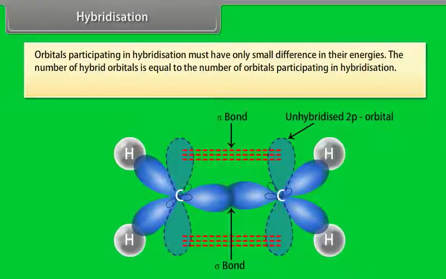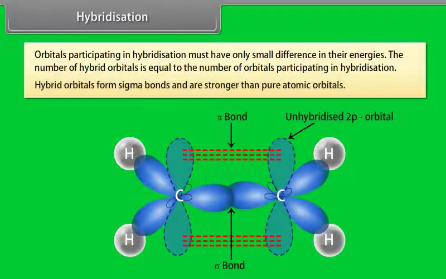The number of hybrid orbitals is equal to the number of orbitals participating in hybridization. Hybrid orbitals form sigma bonds and are stronger than pure atomic orbitals.